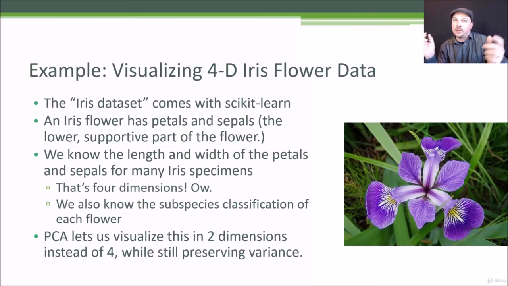So together, the length and width of the petal and the length and width of the sepal are 4 different measurements that correspond to 4 different dimensions in our data set. And I want to use that to classify what species an iris might belong to. Now, PCA will let us visualize this in 2 dimensions instead of 4, while still preserving the variance in that data set. So let's see how well that works and actually write some Python code to make PCA happen on the iris data set.